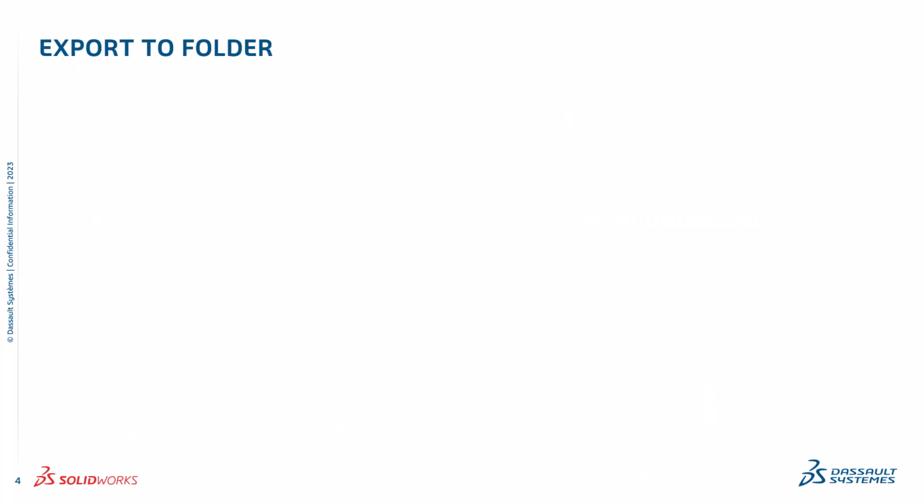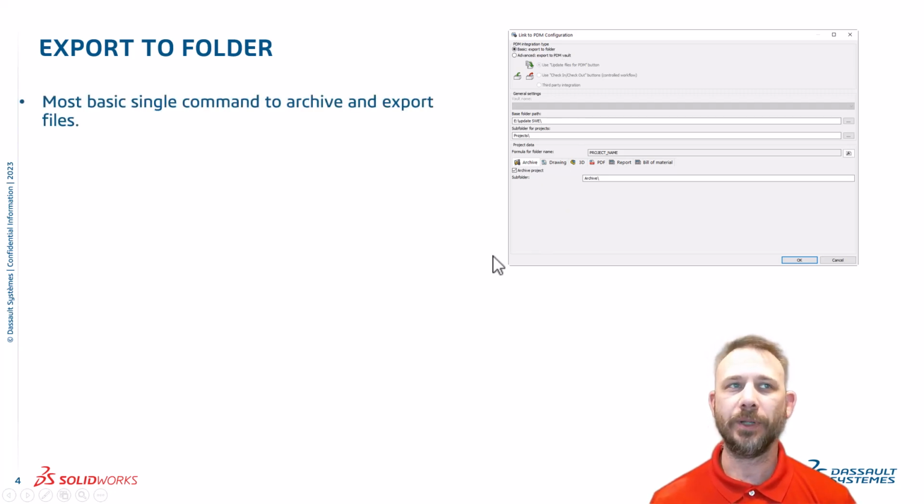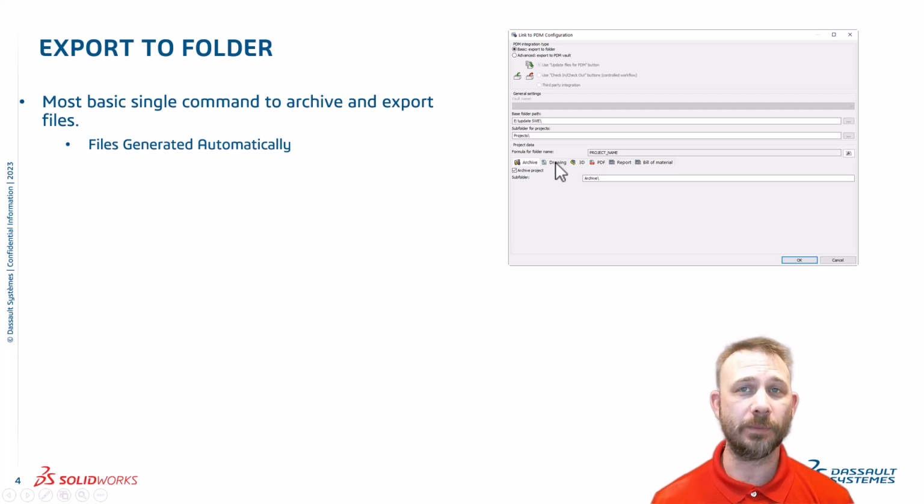Okay, so let's take a look at the options we have. The very first option and the most basic is export to folder. Within the link to PDM configuration, which is a command inside of the SOLIDWORKS electrical interface, it's the very basic top one, export to folder. Once you set up your settings, you have the ability to specify the folder to export to. It will automatically generate a project archive. It will export the drawings to DWG or DXF. It can also copy the 3D files there if you want it to. It'll also generate a PDF if you want it to.